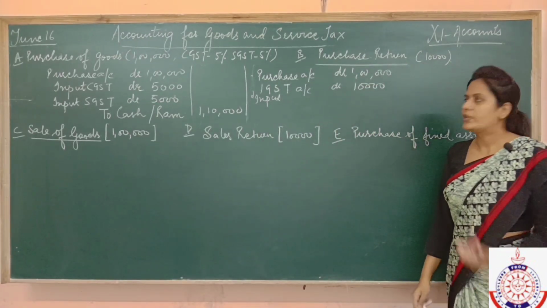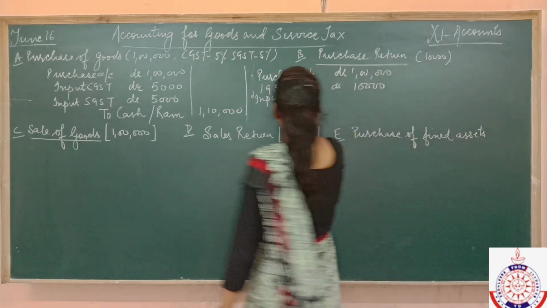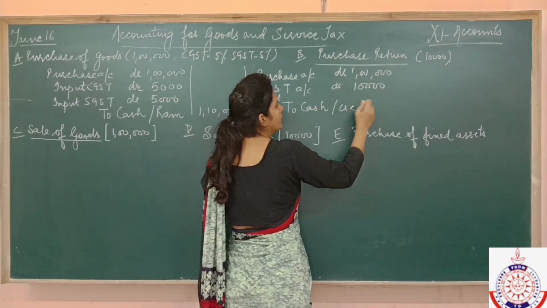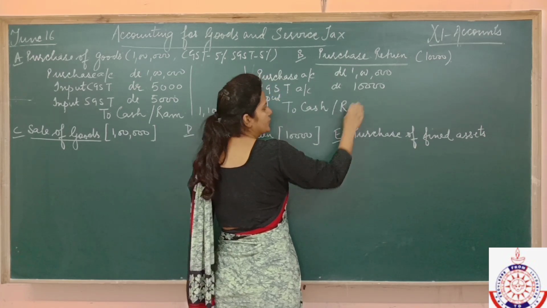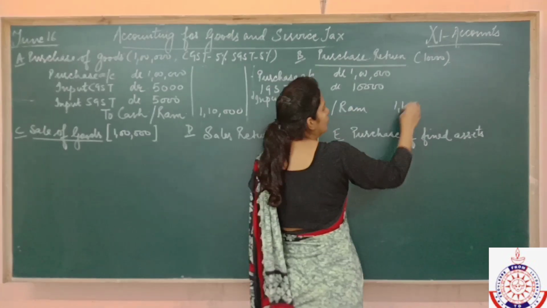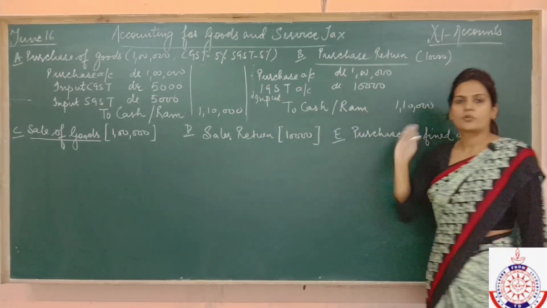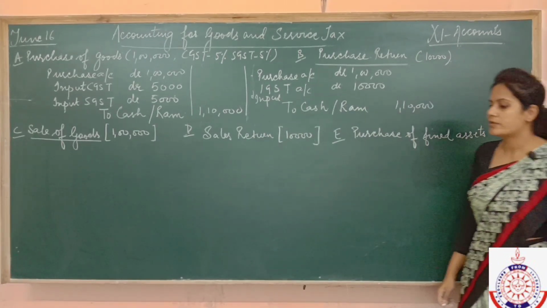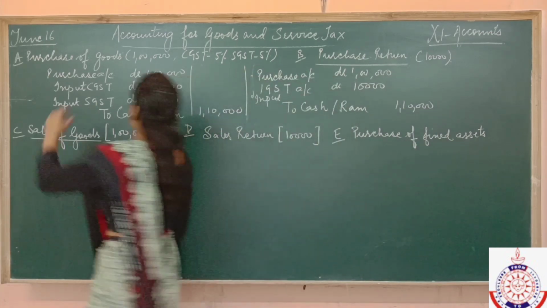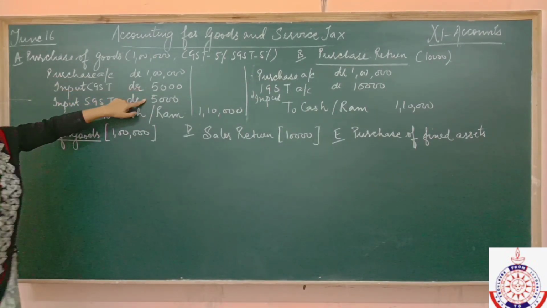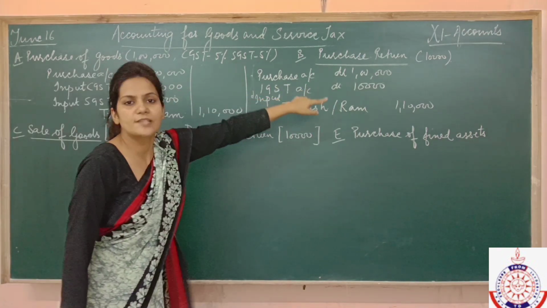And again, we need to see whether it is a cash purchase or a credit purchase. Let's say we have purchased from Ram. So again the value of the goods becomes 1,10,000. So what can you conclude out of this? You can conclude that input CGST and SGST is 5,000, 5,000 and IGST is 10,000.